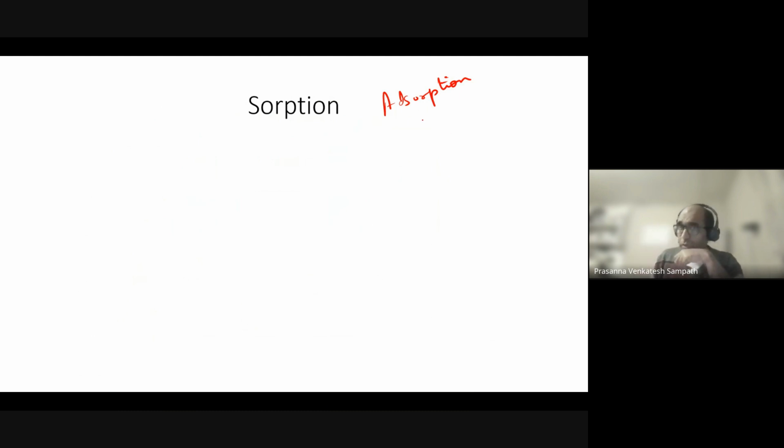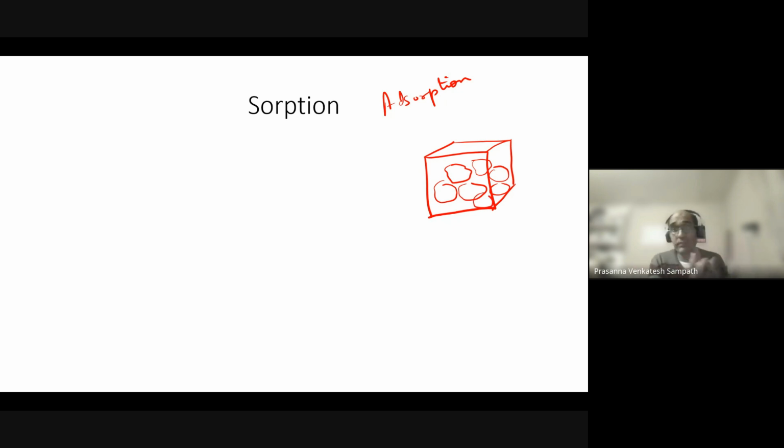Remember, when we wrote our advection dispersion equation, we had a box, a control volume, and we were trying to figure out how much mass is coming in and how much is going out. Inside this box there are different soil particles. The water is coming into this box with some concentration and leaving at some other concentration. That's how we set up the equation.